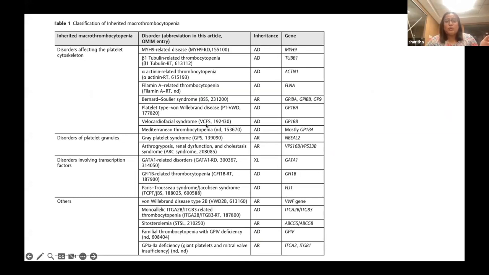And the Mediterranean thrombocytopenia is an old term. Now it is called a variant form of Bernard-Soulier syndrome, because it involves a mutation in the GP1B gene, which is almost similar to Bernard-Soulier syndrome. And then the next one is the disorders of platelet granules, the most important one being gray platelet syndrome, which is due to a mutation in the NBEAL2 gene.